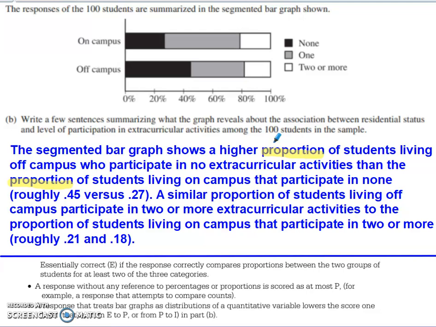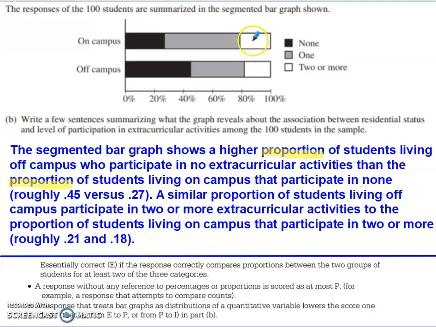You wouldn't want to say necessarily number, because there weren't equal numbers of on-campus and off-campus students participating within this survey. So just be careful with your phrasing. Little things like that can cause you to go from an essentially correct down to a partially correct. If you did say percentage here rather than proportion, you'd want 45% versus 27% rather than what I have, 0.45 versus 0.27.